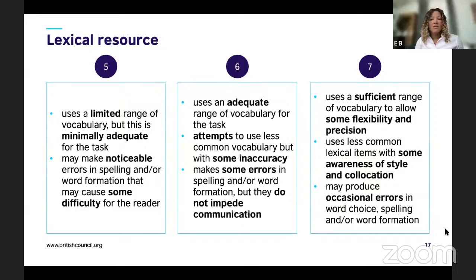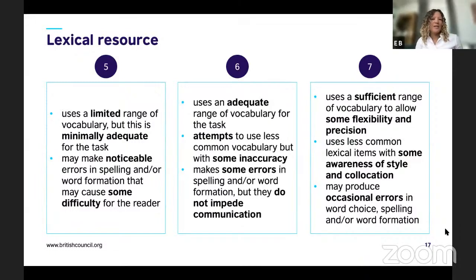At a band 7, they're also able to use less common lexical items with some awareness of style and collocation. So this can help really emphasize a point. So for example, if they want to really drive home the fact that Lake Erie and Lake Ontario had negligible differences in ice cover over the 2 periods, they would be able to emphasize this using the style of writing.